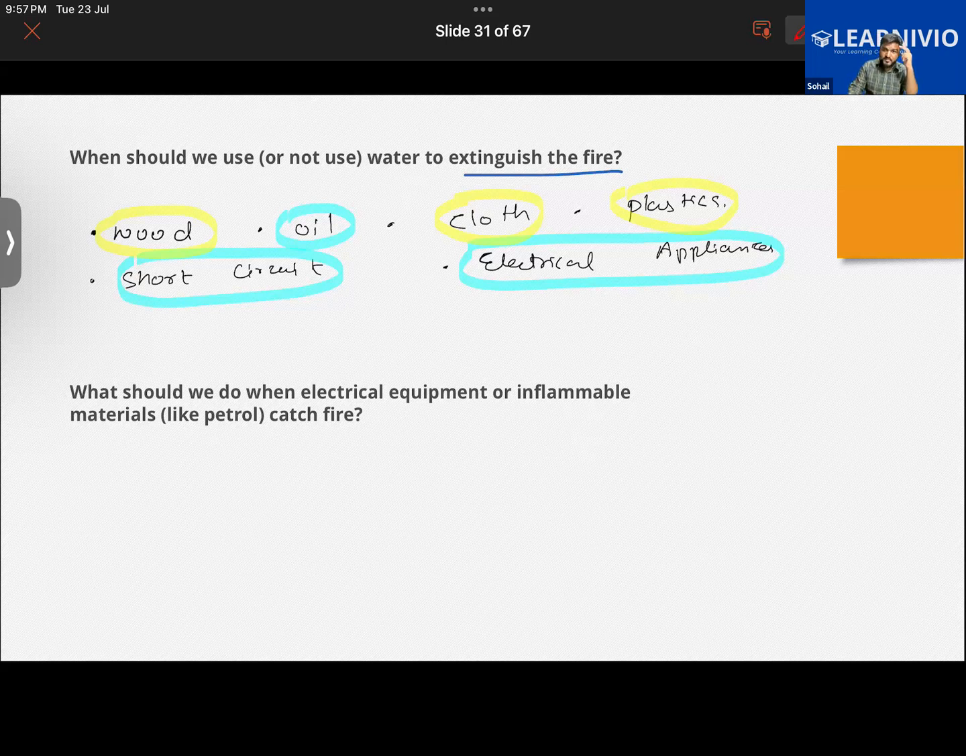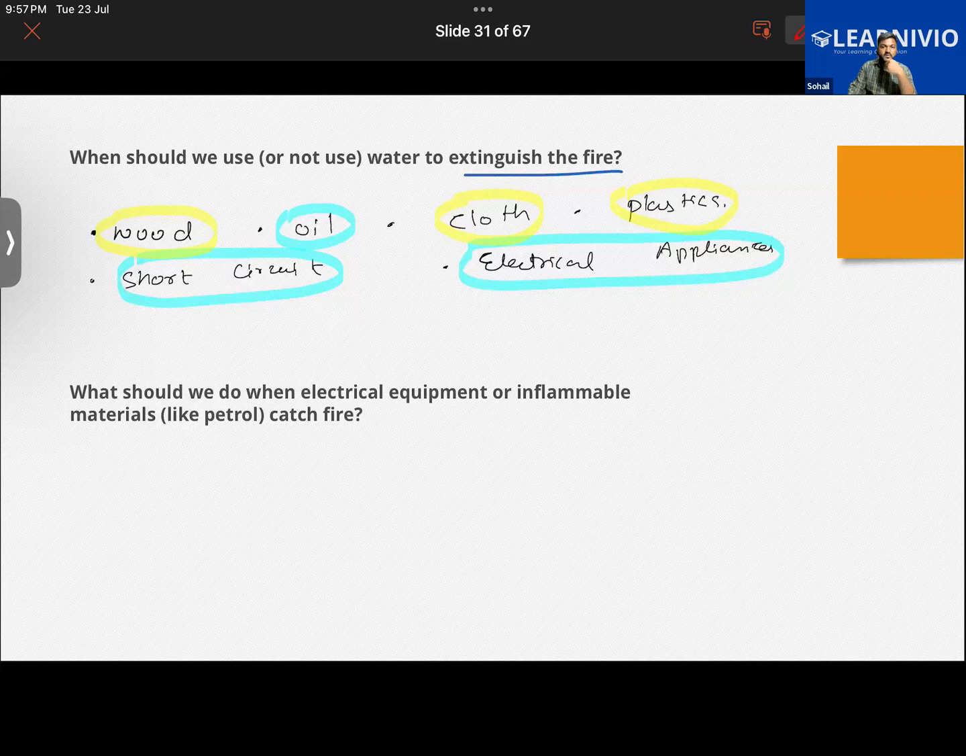Next, of course, you are not going to use water in this case. Neither will sand be sufficient. If it's a small fire, it's okay, but it might not be sufficient.